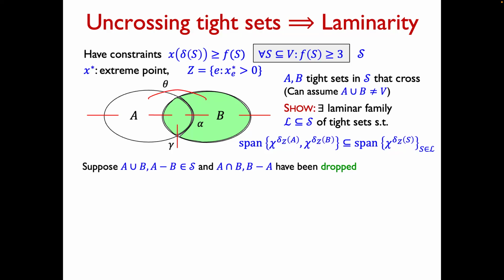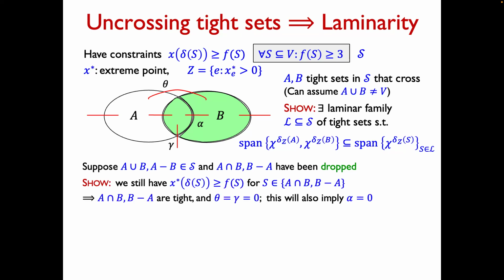Okay, so what are we going to show here? What we will show is that although the constraints for A intersect B and B minus A have been dropped, they are actually still satisfied. They're not in our system, but we will argue that they are still satisfied. If they are still satisfied, then, as I was pointing out previously, if A intersect B is satisfied, I also know that A union B is satisfied. So that means that A union B and A intersect B are tight.